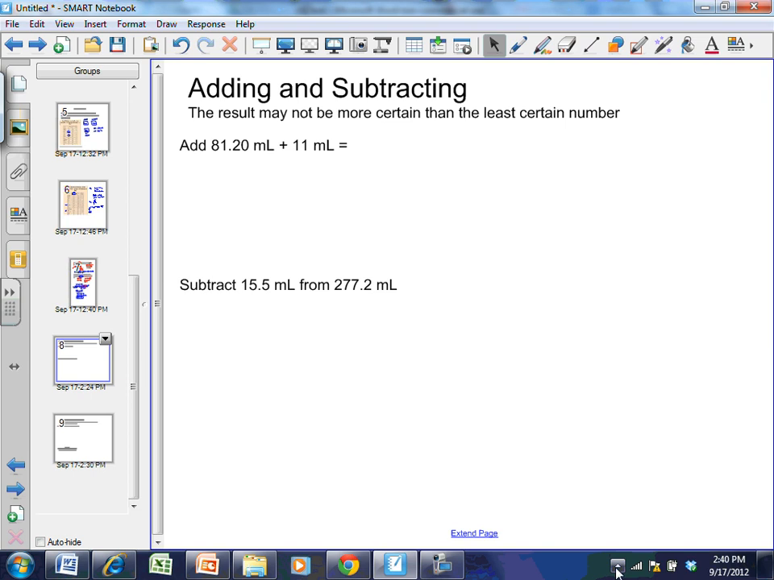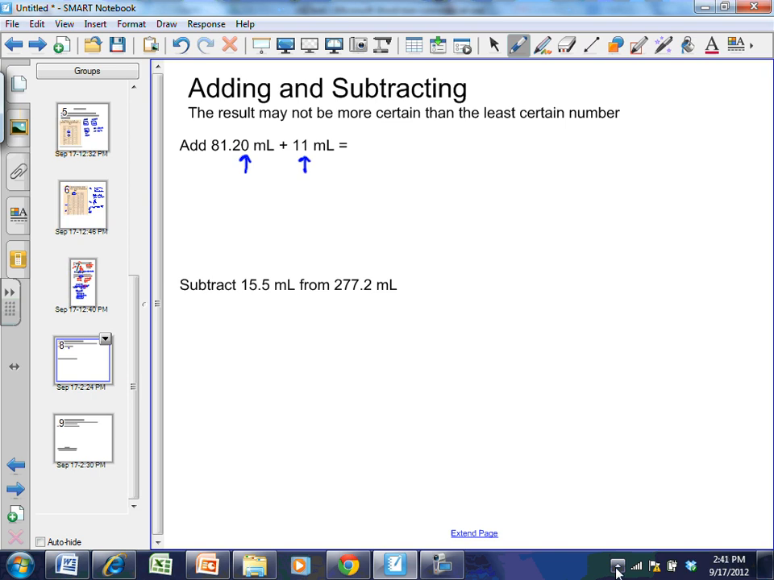All right. So the rule for adding and subtracting is that the result can't be more certain than the least certain measurement. That sounds confusing, but it's really not that bad. When we are adding 81.20 milliliters to 11 milliliters, we're saying that the last significant digit in each of these measurements is the one that has the uncertainty in it. So we're not so sure that the hundredths place is spot on in this measurement, and in this measurement, we're not so sure the ones place is spot on.